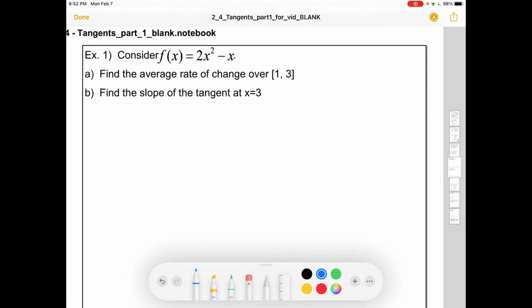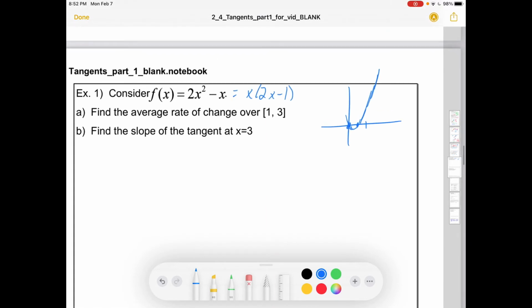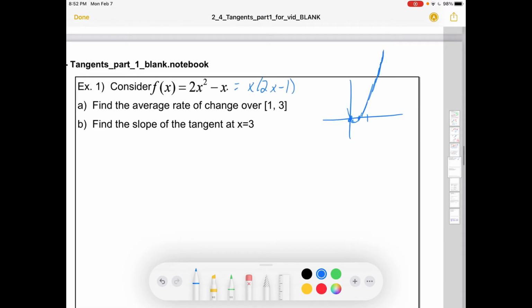Let's put it to use on a question. So let's imagine that we've got this function over here, 2x squared minus x. I'm just going to factor this so that I can help myself graph it. That means that it's a parabola with x-intercepts at 0 and a half. And it looks something like this. And it goes up here. And it goes up forever and ever, right?